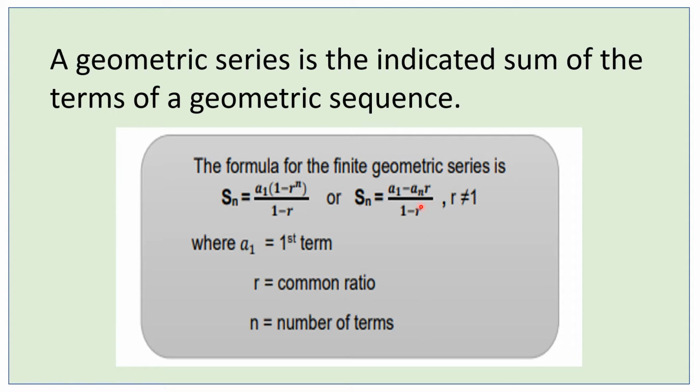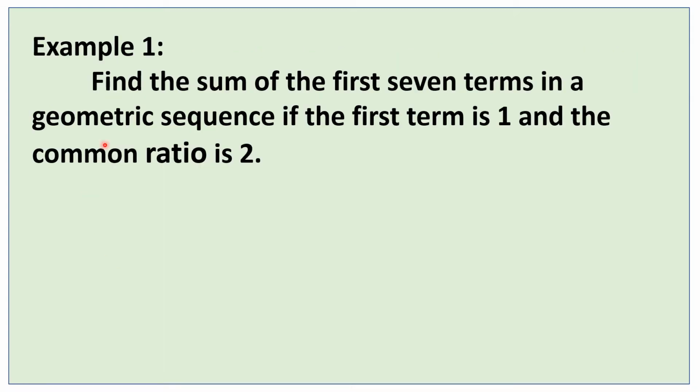So, kapag alam natin yung last term, pwede natin gamitin itong ikalawang formula. Kasi yung A sub n represents the last term. Okay? So, ginagamit ang formulang ito kapag ang r or yung common ratio natin is not equal to 1. So, sa formula natin, A sub 1 means the first term, r is the common ratio, n is the number of terms.